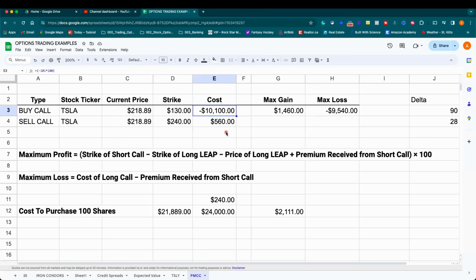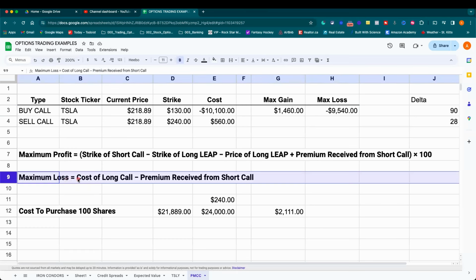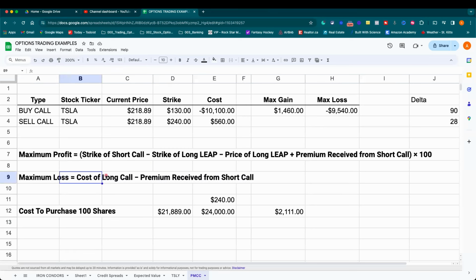Now, let's talk about that maximum loss right there. This number here is calculated, as you can see, the max loss down here. It is the cost of your long call, so this number right here, subtract the profit that you got for selling the short call, so 560. So all we do in this example is take this negative number and add our profit to it: negative 10,100 plus 560 gives you the $9,540 maximum loss for this trade.